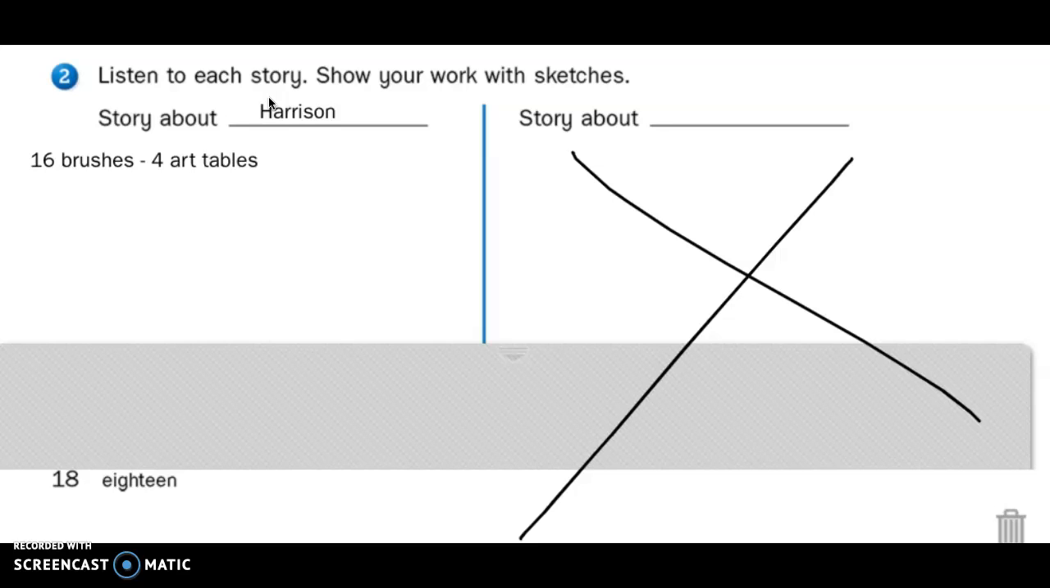It says, Harrison passes out paintbrushes for art class. He has 16 paintbrushes to share among 4 art tables. How many brushes does he place on each table? I'll read it one more time. Think about what you're going to write. I even put our key numbers down for you. Harrison passes out paintbrushes for art class. He has 16 brushes to share among 4 art tables. How many brushes does he place on each table? I want you to go ahead right now, put me on pause, solve this, unpause when you have an answer.